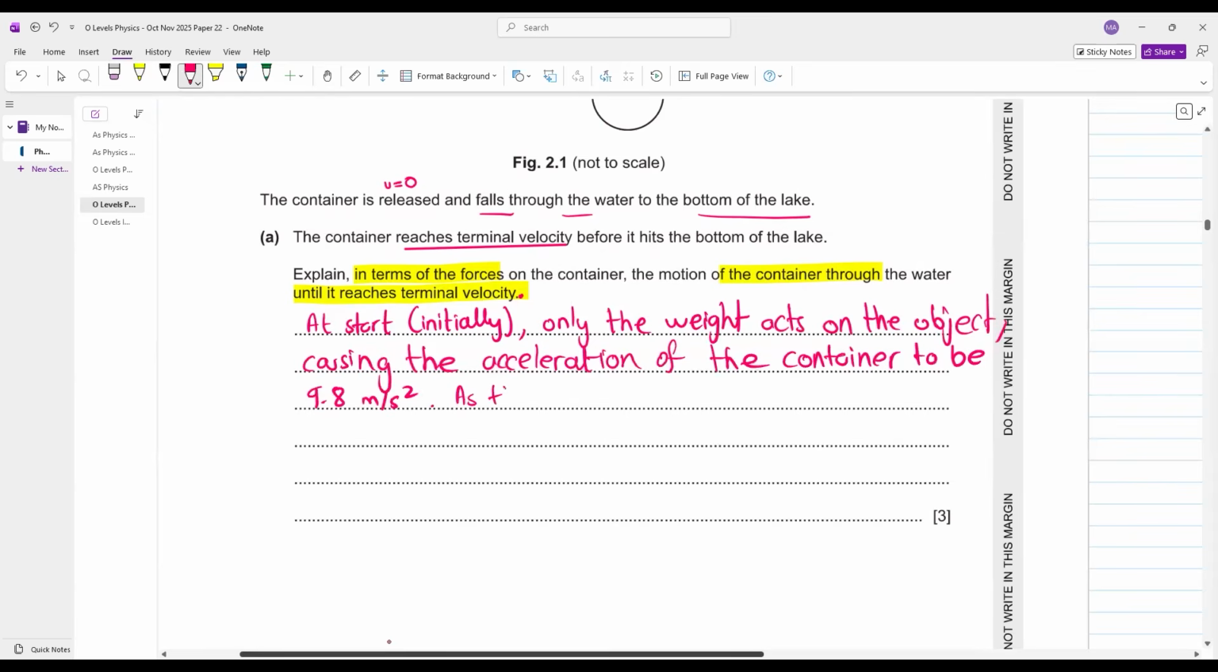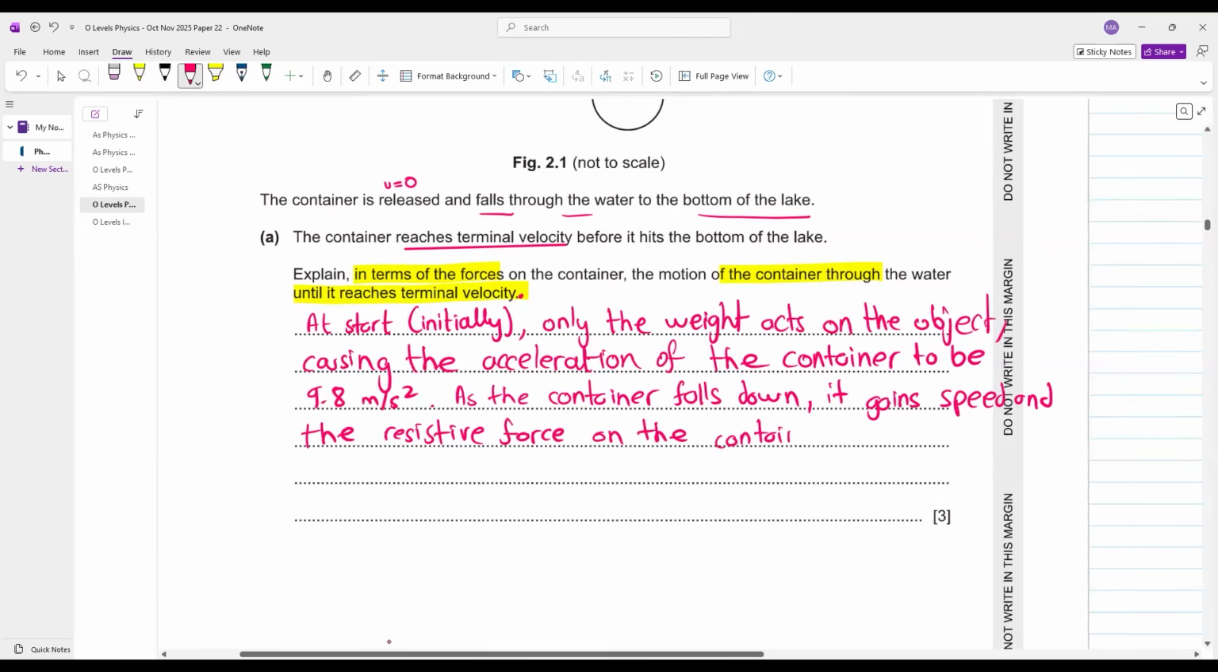As the container falls down, it gains speed and the resistive force on the container increases, causing the resultant force to decrease.